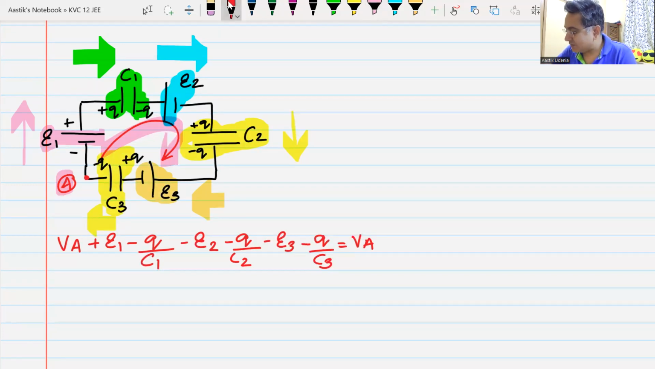And you can see very simply this VA is going to get cancelled. So even if you don't write VA, it doesn't make any difference. I just wrote it because I wanted to be theoretically correct. Do we understand this?